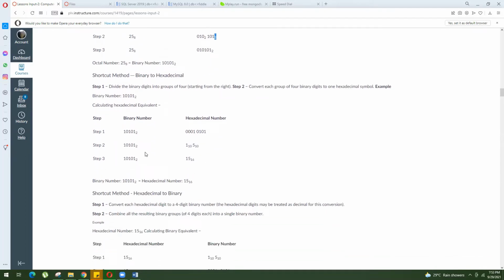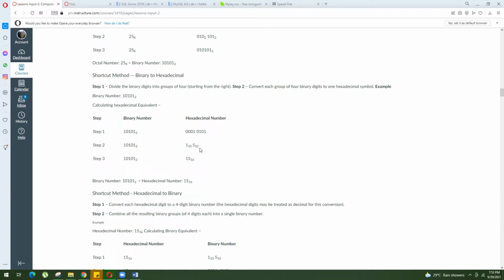How about binary to hexa? First, divide the binary digits into groups of 4 starting from the right. Then convert each group of 4 binary digits to one hexadecimal digit. So in this example, we have 10101 base 2. We break it into 4 starting from the right. So we have 0, 1, 0, 1. That's the first group. And then the second group is 1. We need 4 digits, so we have 3 zeros and then 1.